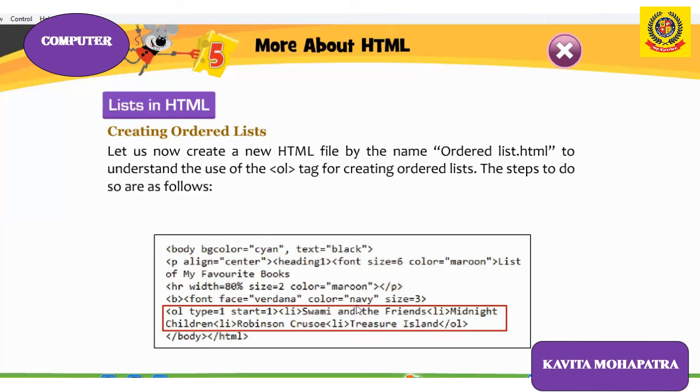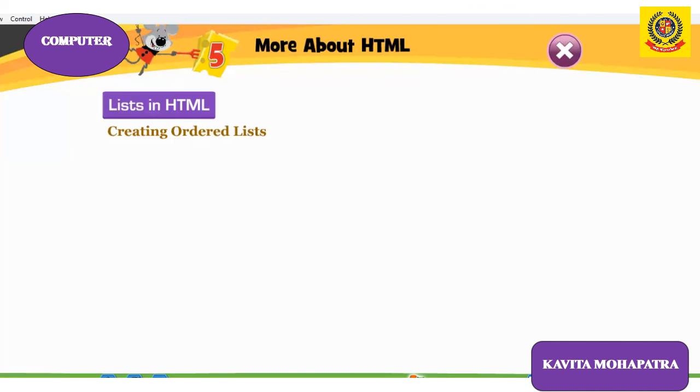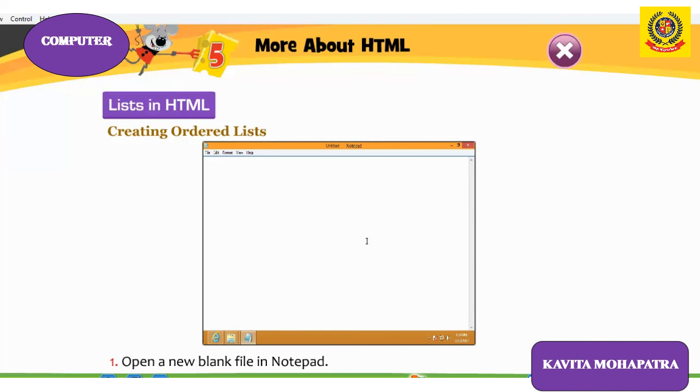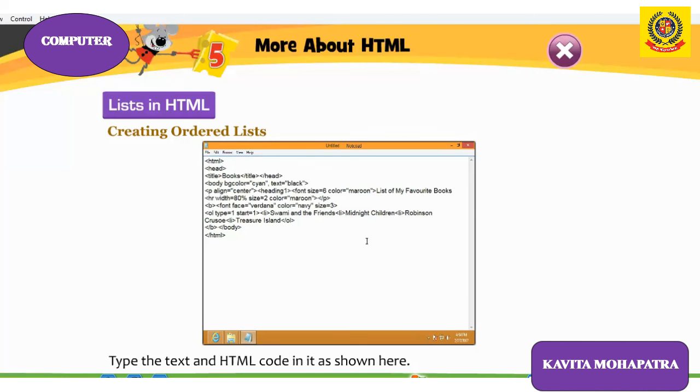Now OL type equal to 1. Your list will appear as 1, 2, 3, 4, 5. Start 1. Suppose you want to start with 2, 3, 4, 5, then you can write start 2, start 3, start 4, start 5. Then Swami and Friends, Midnight's Children, Robinson, anything you can give in the list. Then OL close, body close, HTML close. So in this way you can create an ordered list. So children, you have to do this example given on page number 80, and one activity is given in page number 81.